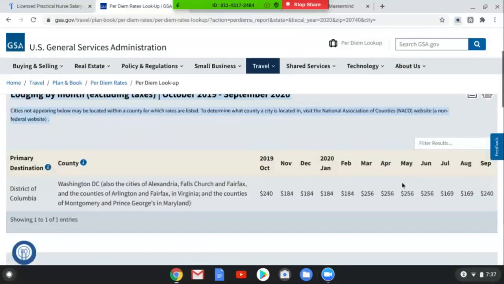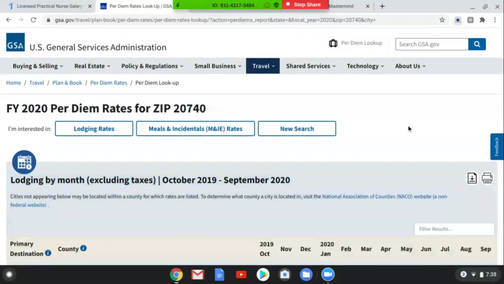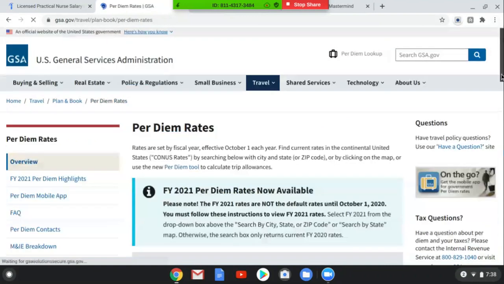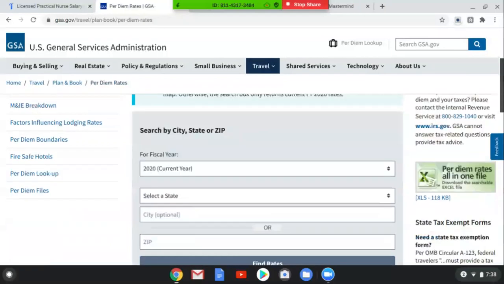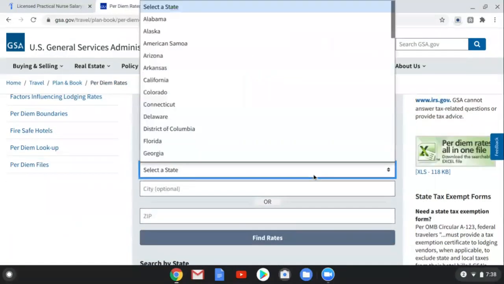So as you can see, the rates will change depending on the time of year. Like in the winter, spring months, there's a lot higher than the fall, winter months. And it's essentially one available for every state. There are some states that won't have the per diem breakdown. And for those states, I'm just going to put West Virginia, because I do know West Virginia is one of those states.